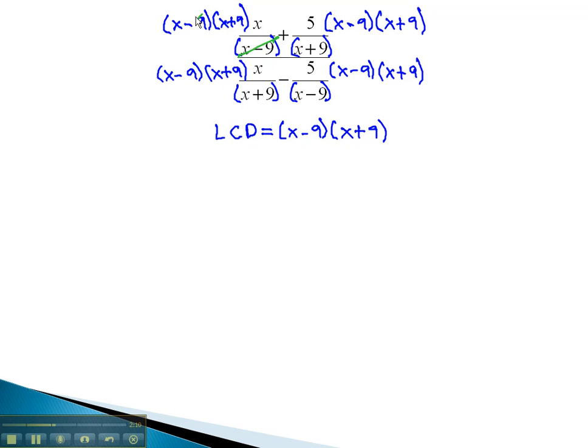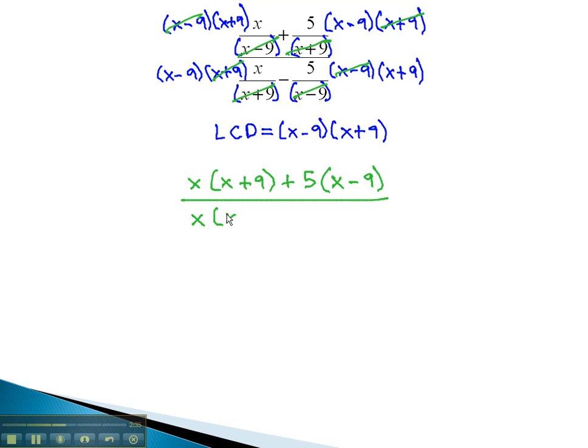The x minus 9 divides out of the first fraction. The x plus 9 divides out of the second. Another x plus 9 dividing out of the third. And an x minus 9 dividing out of the fourth. This means we're left with an x times x plus 9, plus a 5 times x minus 9, over an x times x minus 9, minus 5 times x plus 9.